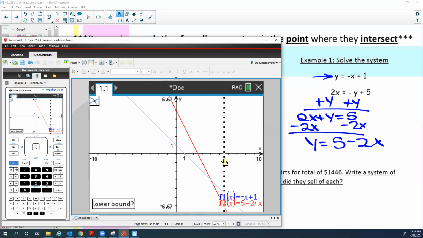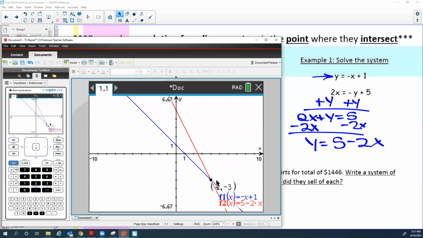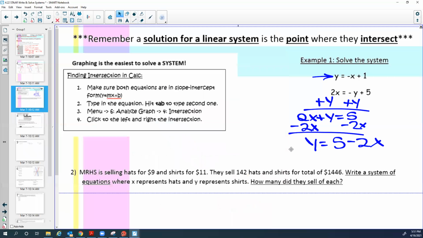So now what we want to do is, using our mouse, which you will use this mouse right here, use this to move your hand around, click on the left side of the graph, then click on the right side. When you move your mouse after clicking the left side, notice I'm getting a shaded area. When I move to the right side, a coordinate pops up and it gives me where my lines intersect at 4, -3. That is how you find the intersection on your calculator. I would pause the video so you can get all of these steps.